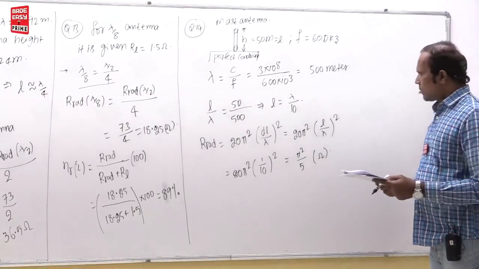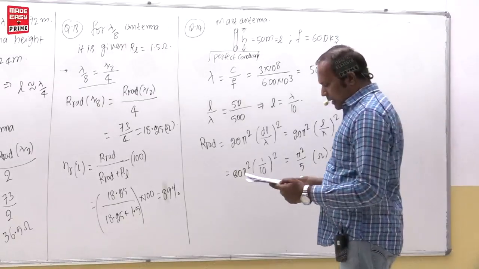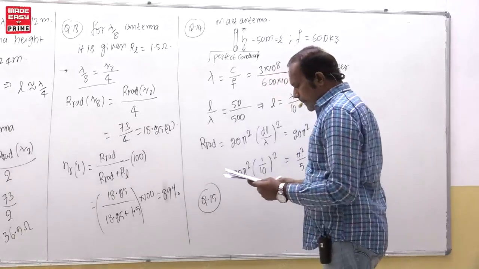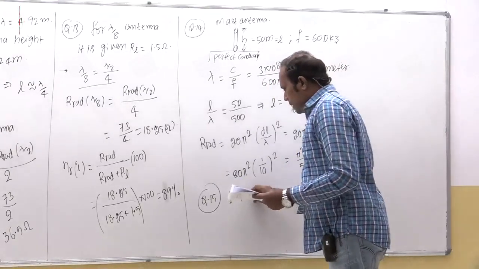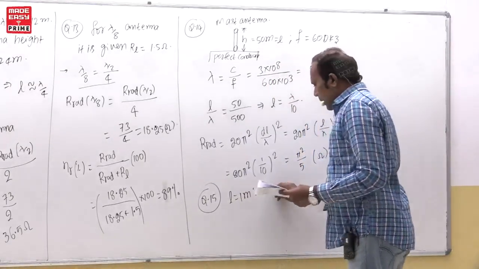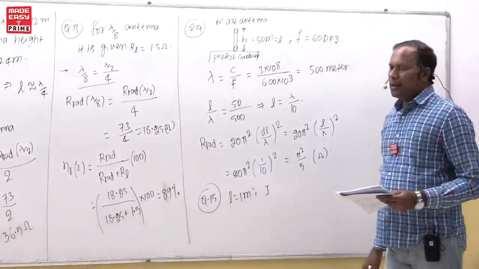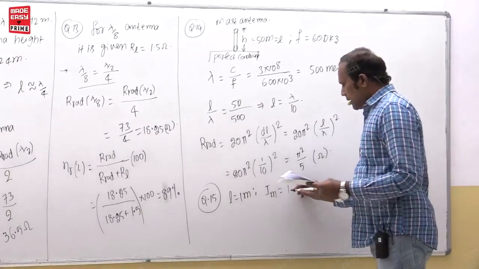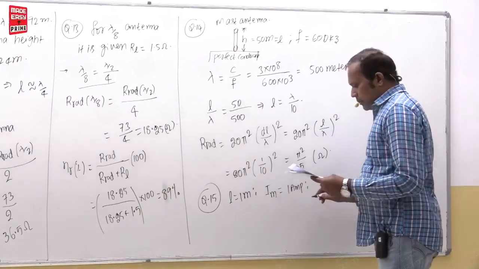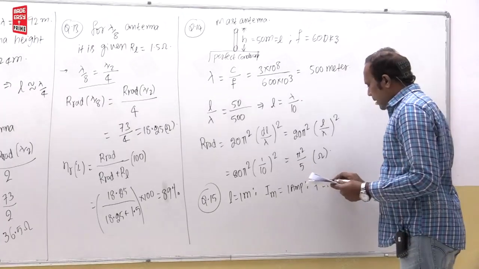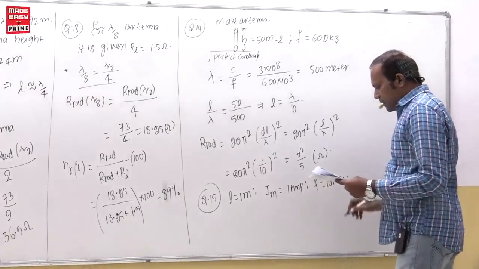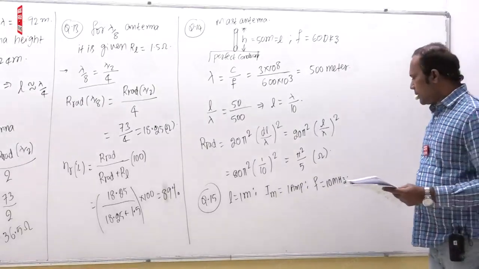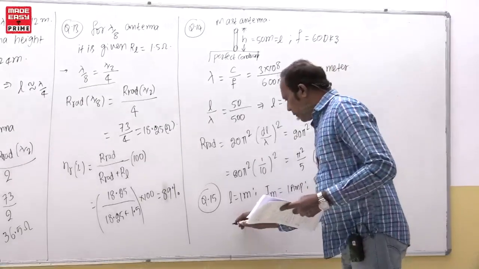In the next question, question number 15, it is given L is equal to 1 meter length. Students, in the questions currents are given, they mean maximum currents only. So maximum current is 1 ampere. Then F is equal to 10 megahertz is given. From this you can find the length of the antenna in terms of wavelengths. For that you have to find lambda.